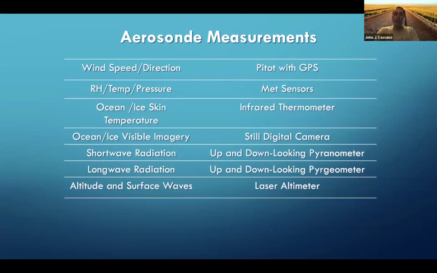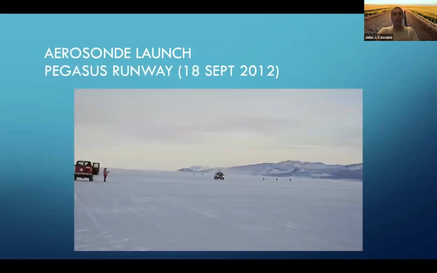And we outfitted the Aerosonde to measure atmospheric state. So we had measurements of wind speed and direction, humidity, temperature, and pressure. We had downward-looking infrared thermometers to measure the temperature of the surface we were flying over. We carried a camera to take images of the surface when we had daylight. But here we'll talk about the atmospheric state primarily.